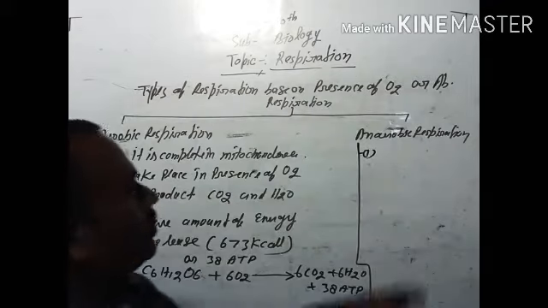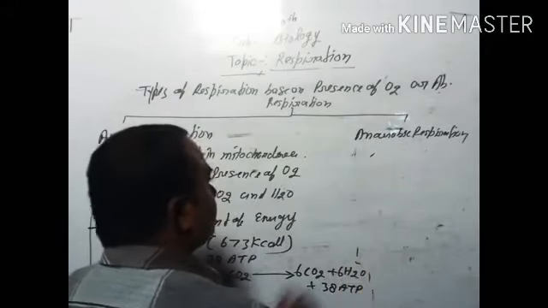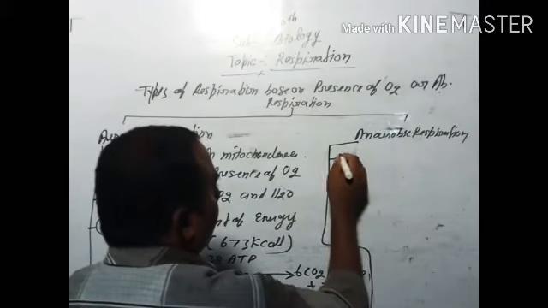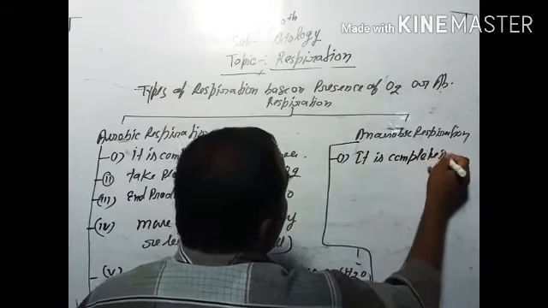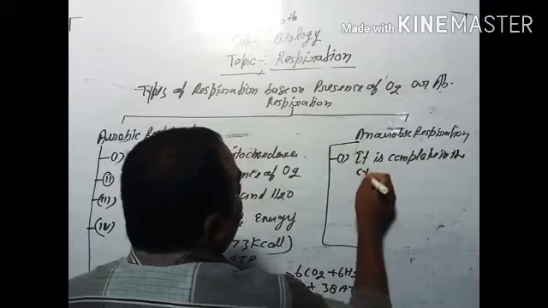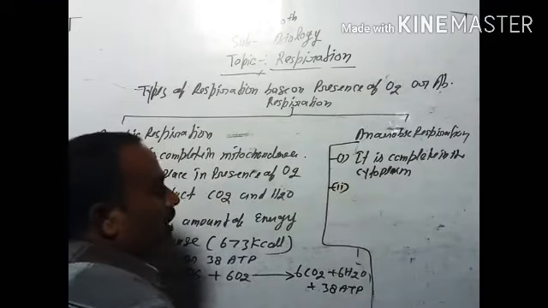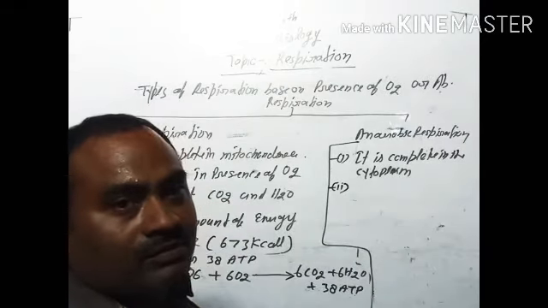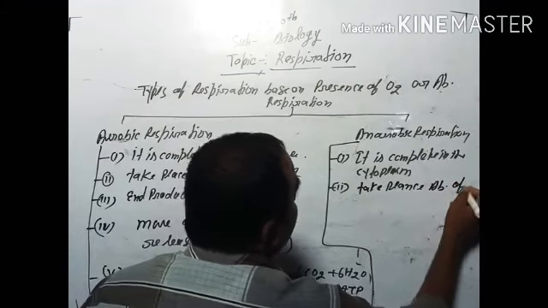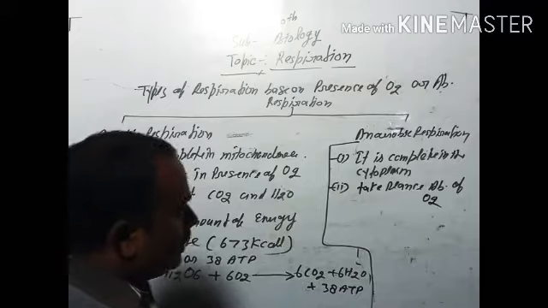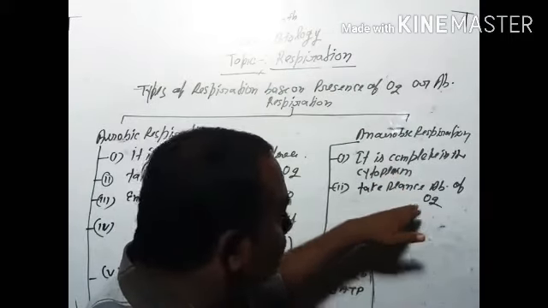The main fundamental knowledge of anaerobic respiration. It is completed in the cytoplasm of the cell. Second, it is completed in the absence of oxygen. Okay, it takes place in the absence of oxygen. Anaerobic respiration is completed in the cytoplasm of the cell and in the absence of oxygen.